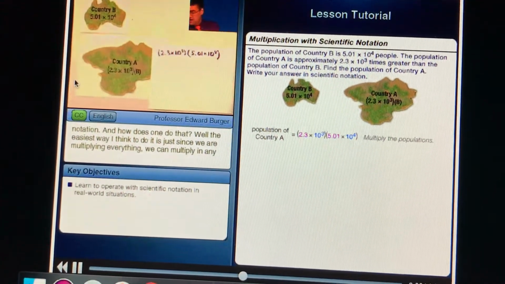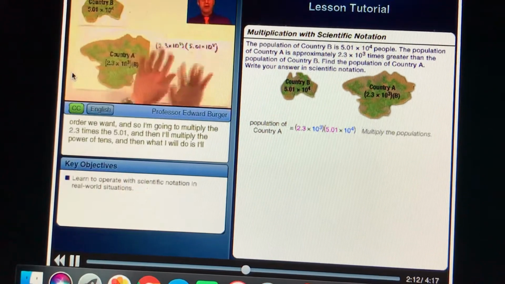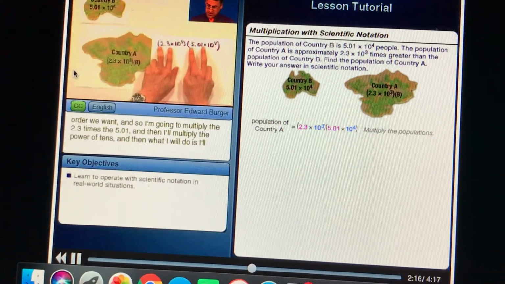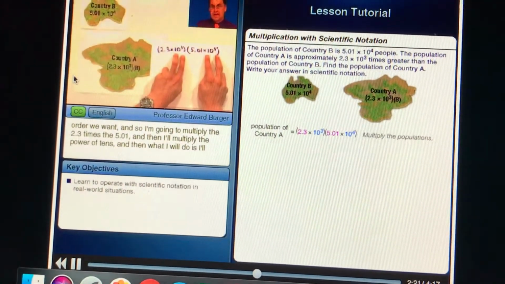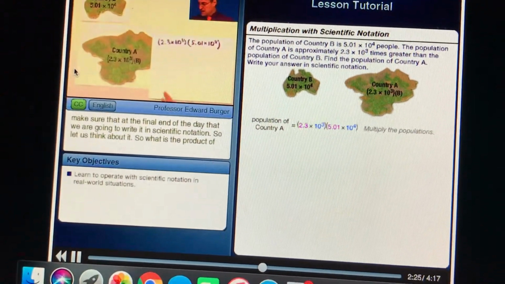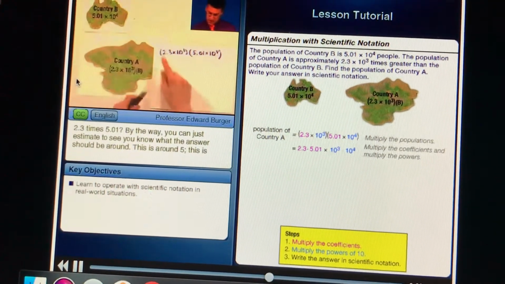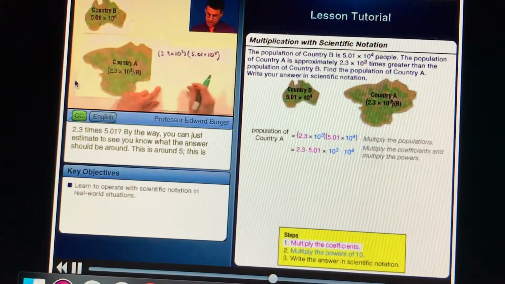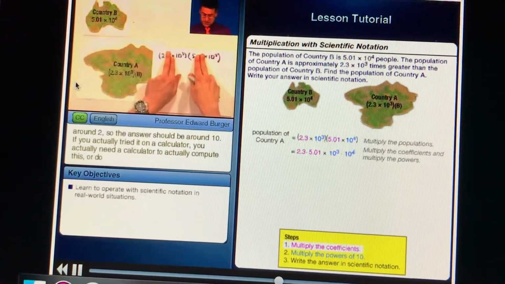Well, the easiest way, I think, is that since we're multiplying everything, we can multiply in any order we want. So I'm going to multiply the 2.3 times the 5.01, and then I'll multiply the powers of ten. And then I'll make sure that at the end of the day, we write it in scientific notation. So let's think about it. What is the product of 2.3 times 5.01? By the way, you can just estimate to see what the answer should be around. This is around 5, this is around 2, so the answer should be around 10.